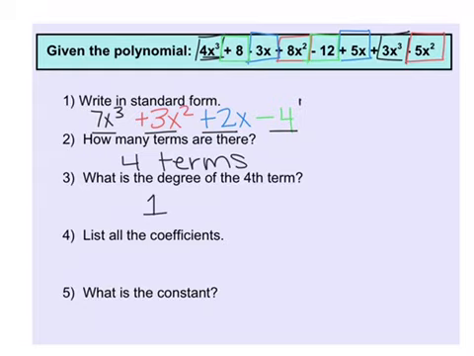I want to go ahead then and list all of the coefficients. So all of the coefficients are the numbers in front of the variables. So I have a 7, a 3, and a 2. The negative 4 does not have a variable, so that is not a coefficient. That is actually my constant. That's the number alone. So this negative 4 would be my constant.